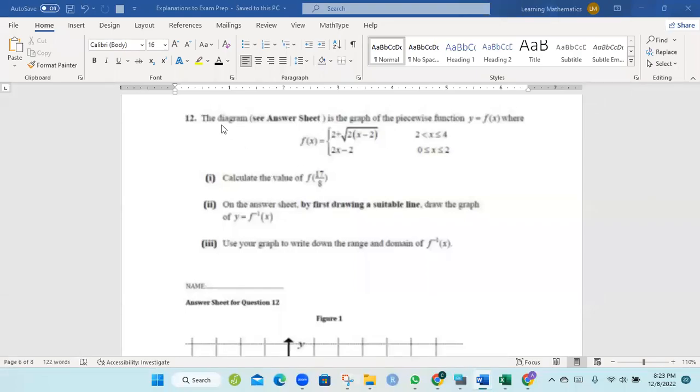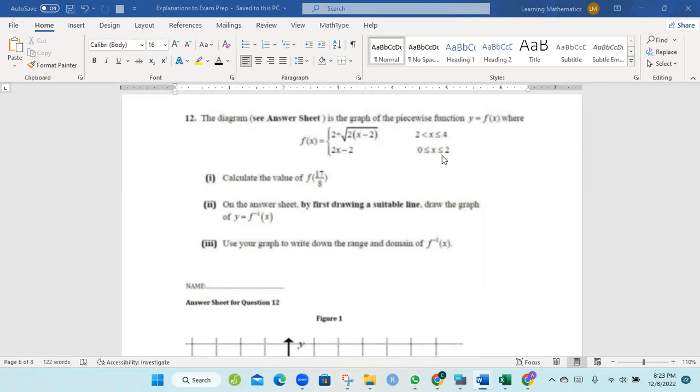This question begins by saying the diagram on answer sheet C is the graph of the piecewise function y is equal to f of x, where f of x is equal to 2 plus the square root of 2(x minus 2), and 2x minus 2. The first part of the piecewise function is for the domain x between 2 and 4, 2 exclusive. And for the second part, 2x minus 2, the domain is x between 0 and 2.